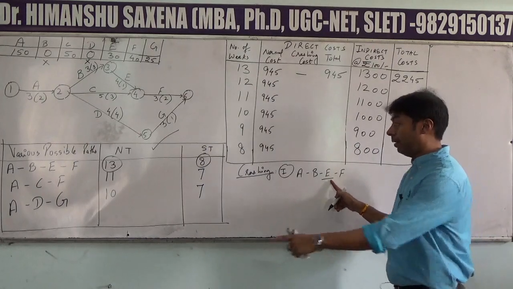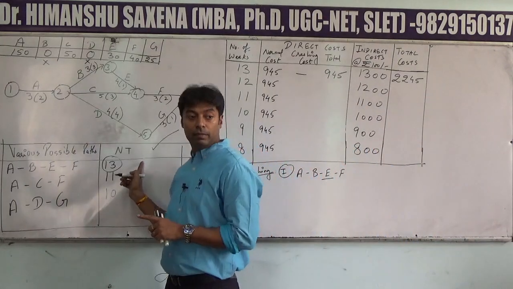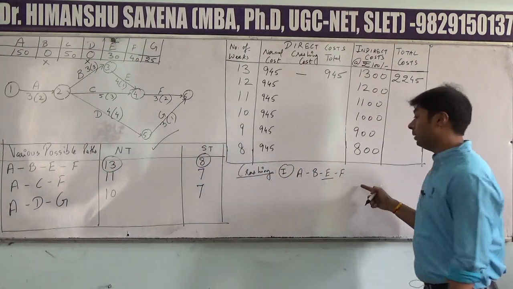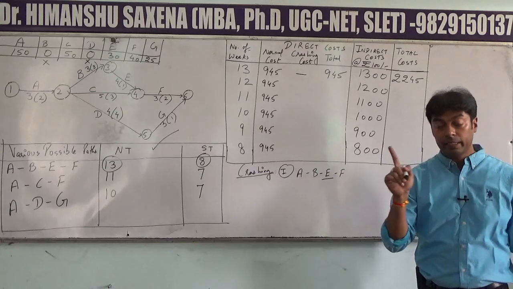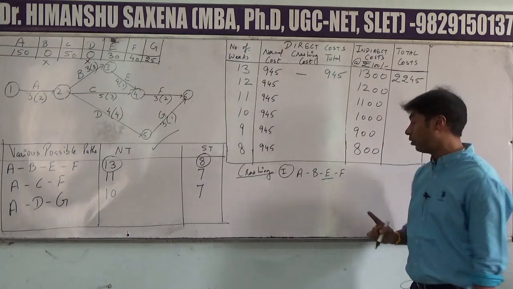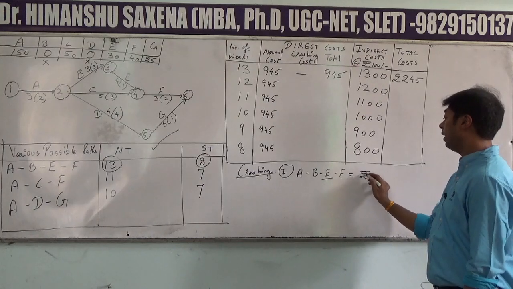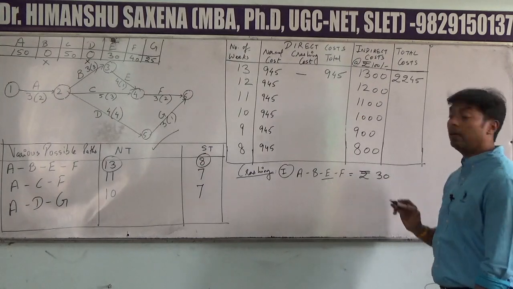I give you a recap. We have to select that path which has got the highest value. That was A, B, E, F. Now from this path, we have to select that activity which has got the least cost of reduction. That is activity E. So the cost of reducing activity E is rupees 30.